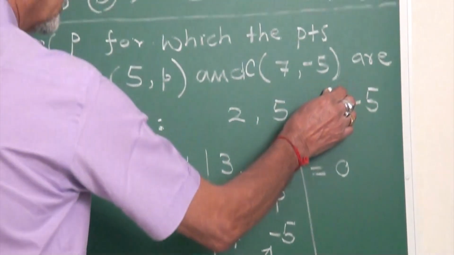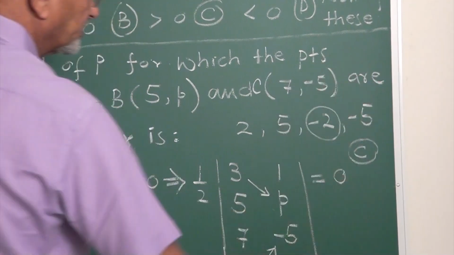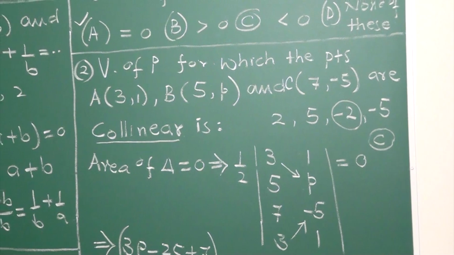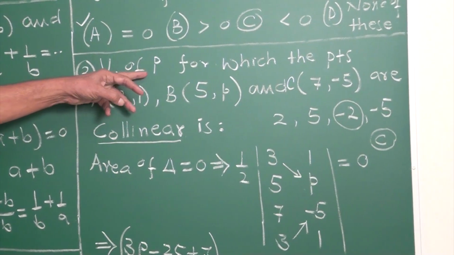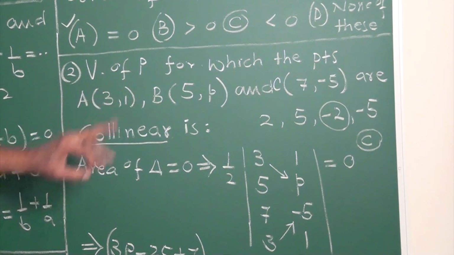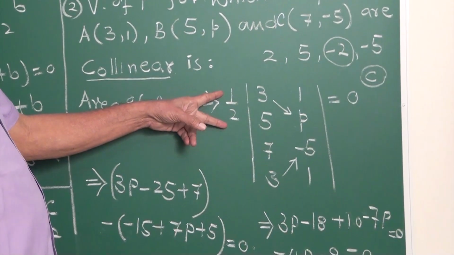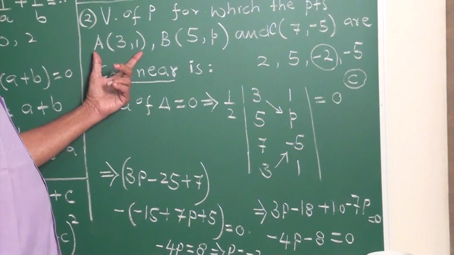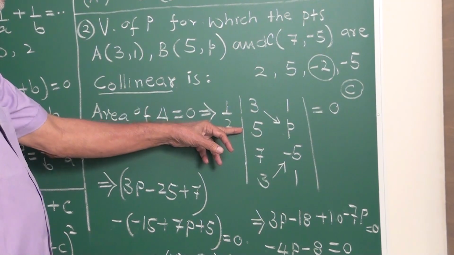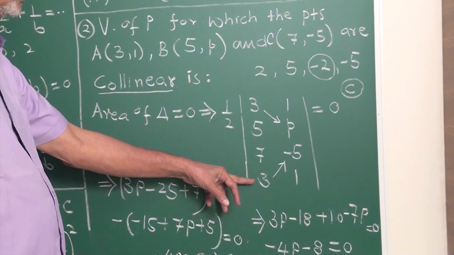Which option is the answer? Third option is the answer, C. Answer C. Hope you understood. The value of P for which these points are collinear, the area of the triangle is 0. This is half. I told you that alternative method: write the coordinates of A, then B, then C, then A.